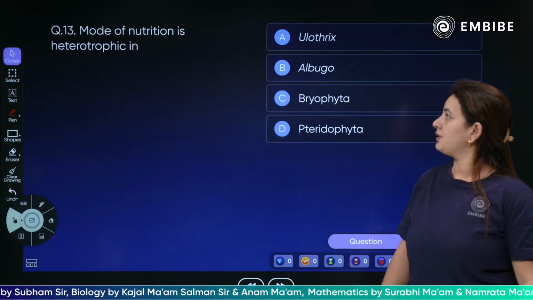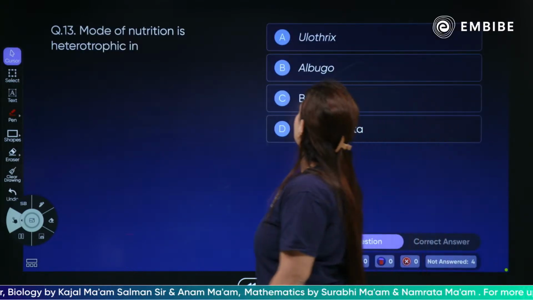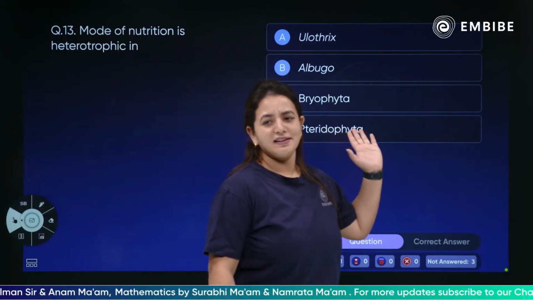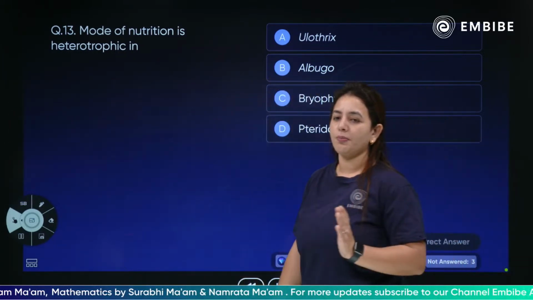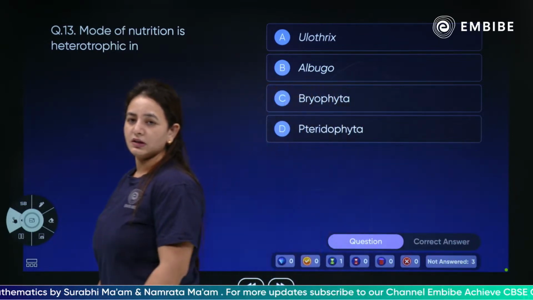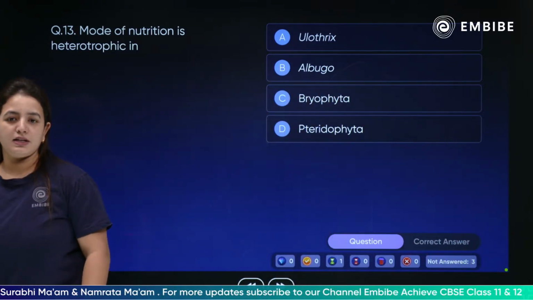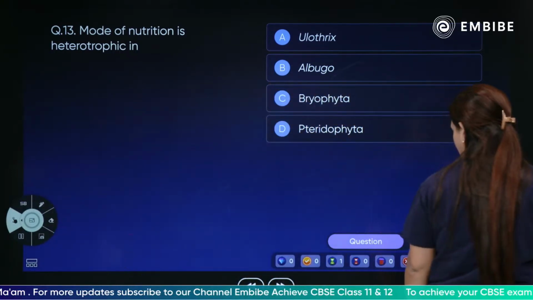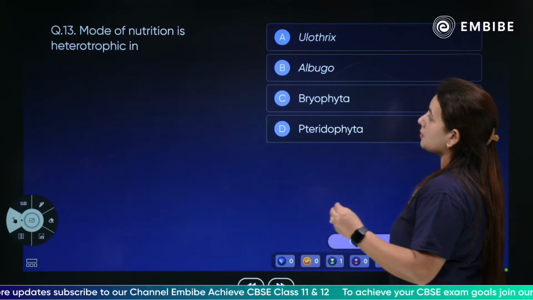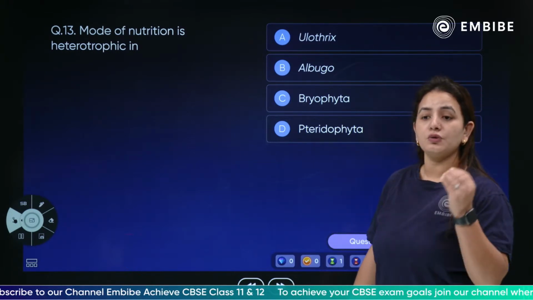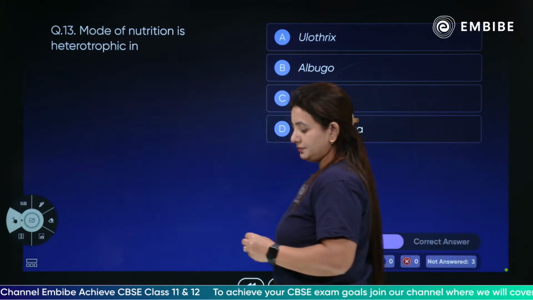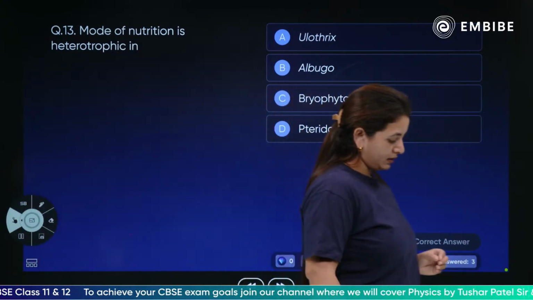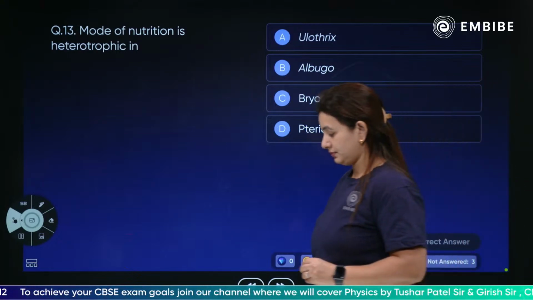Next question. Mode of nutrition is heterotrophic in, very simple. Mode of nutrition is heterotrophic in Ulothrix, Albugo, bryophytes, pteridophytes. Which among them has a heterotrophic mode of nutrition?